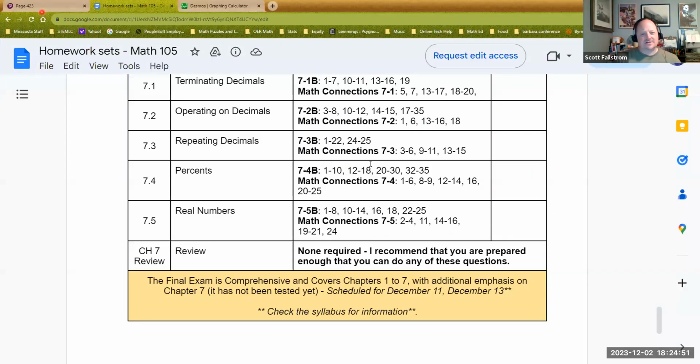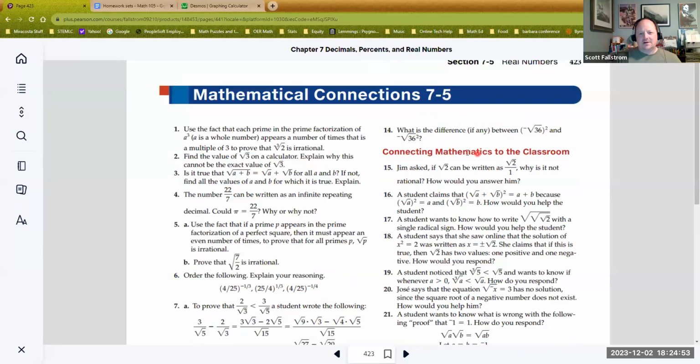Let's see here, 14 through 16, come up to the top. What is the difference, if any, between the opposite of this thing squared and the opposite of this thing? Oh, this goes back to chapter 5. You might remember, and I remember some of you were struggling with it a little bit, but we wrote something like this and something like this. This question is honing in on that again, the idea of the opposite coming into play with exponents.